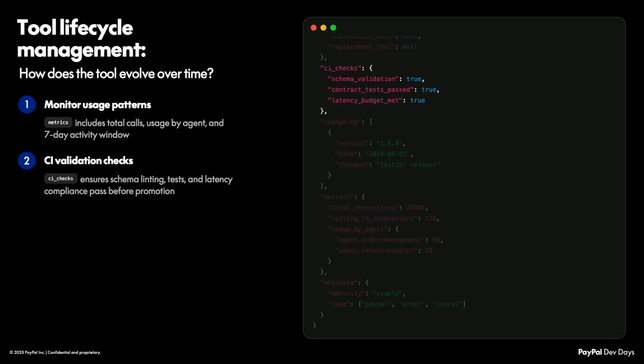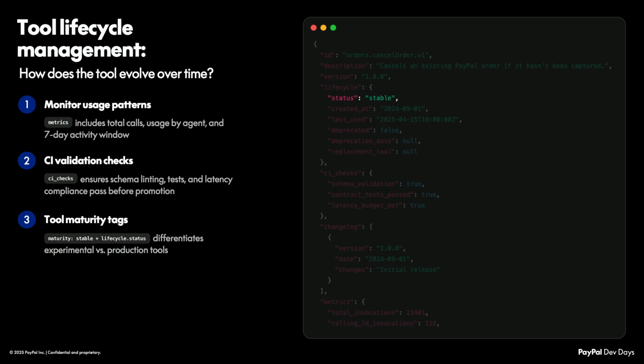The continuous integration validation checks to introduce that, to ascertain that you're latency compliant before promotion. So you have CI checks there on schema validation, on latency budget as well. The maturity tags on the tools. So there, again, you want to be able to differentiate between experimental environments and production environments. So here, the lifecycle is tagging this agent as stable. So it is good for the other toolkits to be able to call it, or other agentic frameworks to call it.